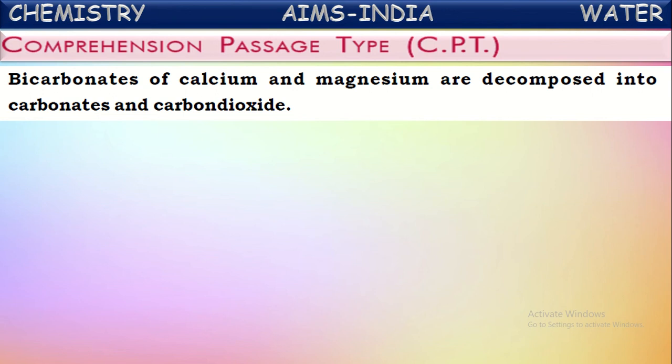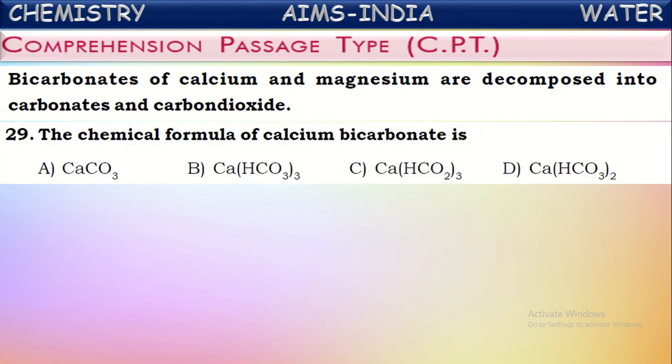Okay, now let us see the questions related to this passage. See the first one, the chemical formula of calcium bicarbonate. Calcium bicarbonate is also called calcium hydrogen carbonate. See which is the correct formula for that. Actually, the ions present in that are Ca2+. Bicarbonate ion formula is HCO3-.